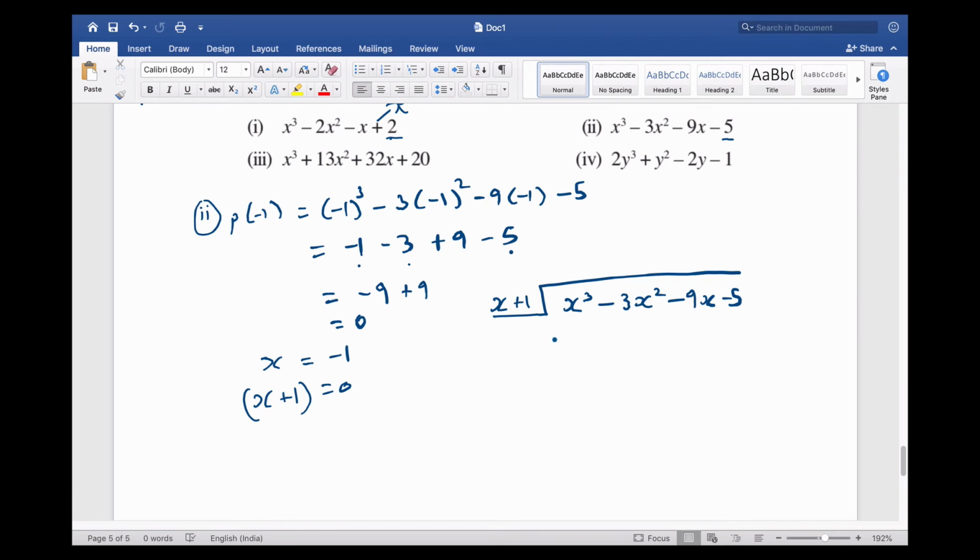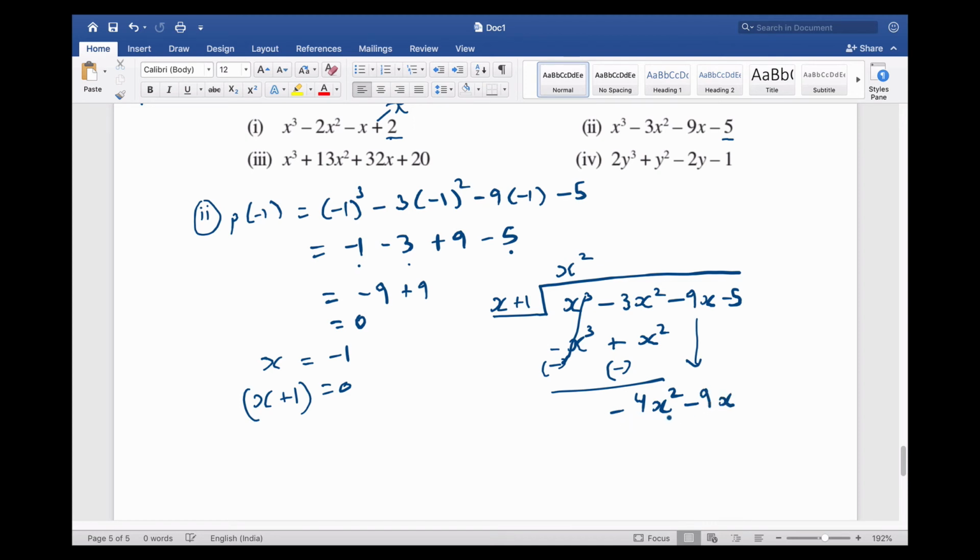So I want x cube. In order to get x cube, we will first multiply it with x square. So I will get x cube plus x square. Now the signs will change. This and this will get cancelled. This will become minus 4x square. This will be brought down now. I will get minus 9x.